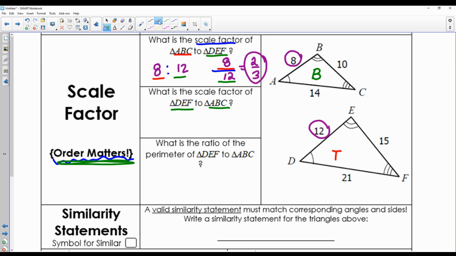All you're going to do is put this number now on the top. That 12 goes on the top, and now the 8 goes on the bottom. Simplify and divide them both by 4, and you've got 3 to 2. That's the scale factor here.